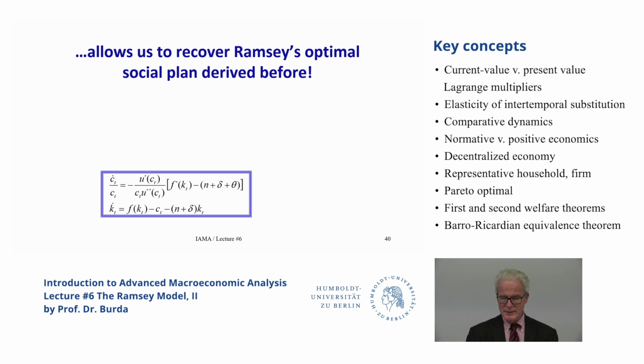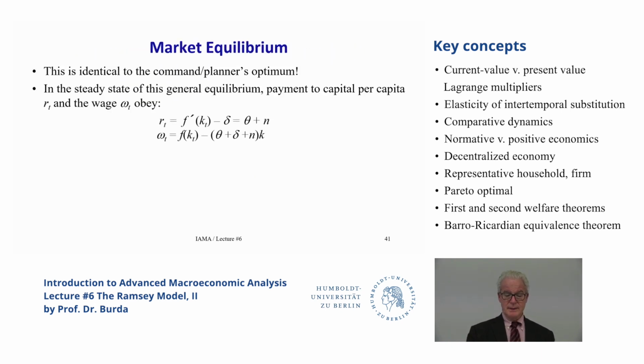So this means under these very, very idealized conditions, the centralized planning solution can be replicated by the market if the conditions are right. Okay, so in the steady state of this general equilibrium, the rate of return on capital is the marginal product adjusted by depreciation, and that's going to be equal to the rate of impatience plus the rate of population growth, and the wage will be the output implied by capital per capita after capital is paid its marginal product.